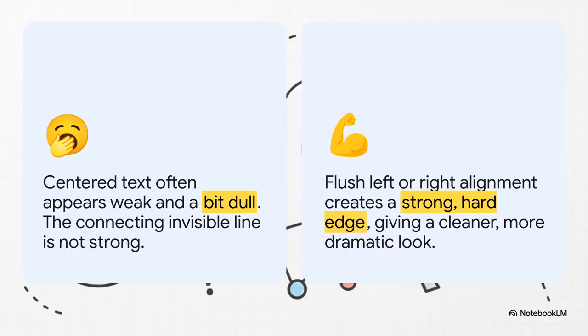And here's where it gets really interesting. Look at the difference between a weak and a strong alignment. Centered text, like you see on the left, it's kind of weak. It's wishy-washy. But when you align it hard to the left or the right, you get this strong, sharp, invisible line. It looks deliberate, confident, and way more professional.